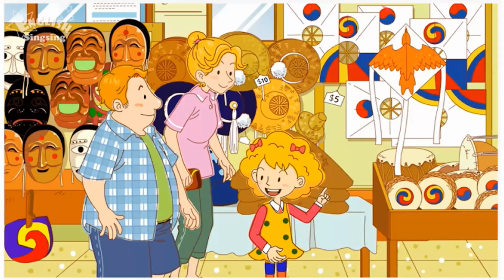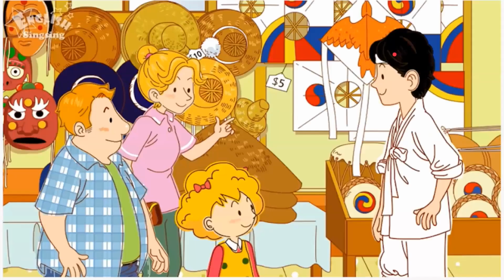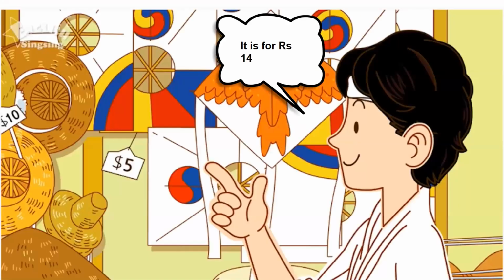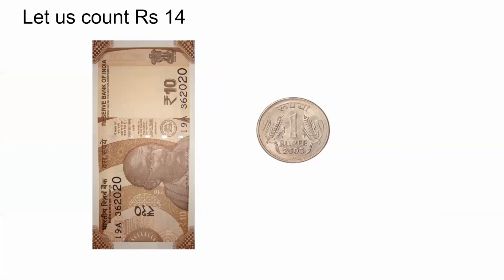So I saw this kite and I really wanted to buy this kite. So my mummy asked the shopkeeper uncle how much this kite is for. The shopkeeper uncle said, it is for rupees 14. Kitne ki boli unhone? Unhone boli rupees 14 ki. So now I have to count rupees 14 using 10 rupees note and 1 rupee coins. Mummy ke paas 10 rupees note hai and 1 rupee coin hai. So, with 10 rupees note and 1 rupee coin, can you help me pay rupees 14 for my kite?